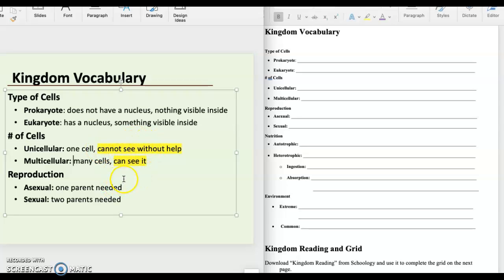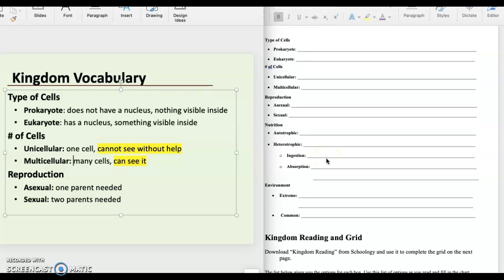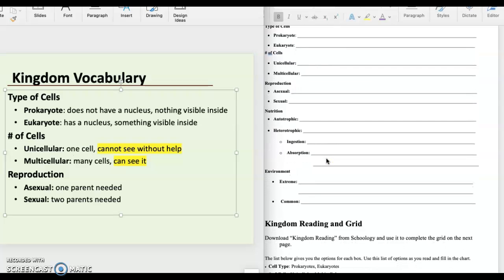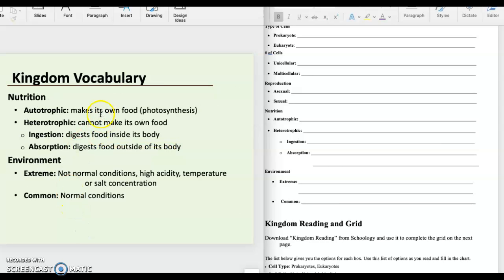Another way that kingdoms and domains are separated is by reproduction. Asexual reproduction means only one parent is needed, so usually it's like bacteria clone themselves, and that's how they get offspring. Sexual reproduction, two parents are needed. And just an FYI, that applies to plants as well as many animals.